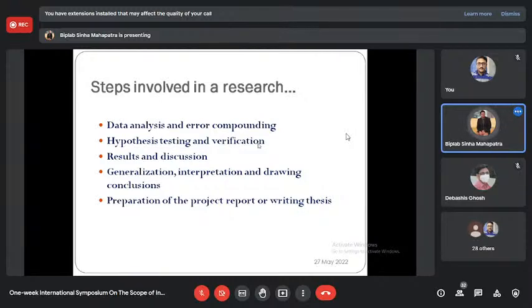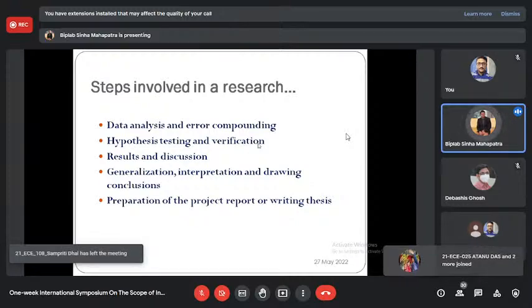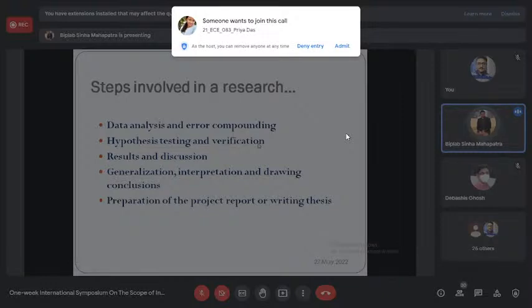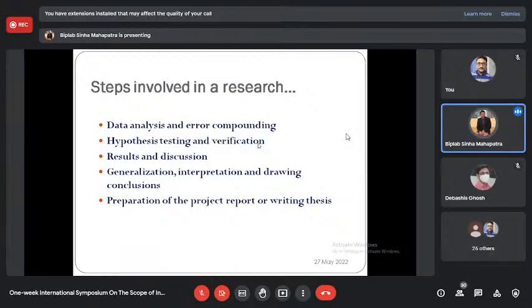the conclusion. Preparation of the project report or writing a thesis report is a very tedious job. Writing a thesis means whatever you have done in your whole research career, you have to accumulate in a book. So the same symbol should be used everywhere. All those things you have to keep in mind when you are making your thesis.